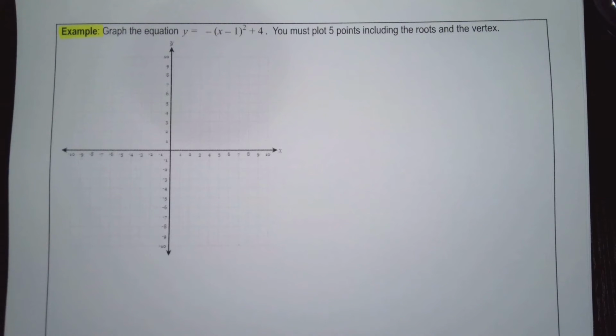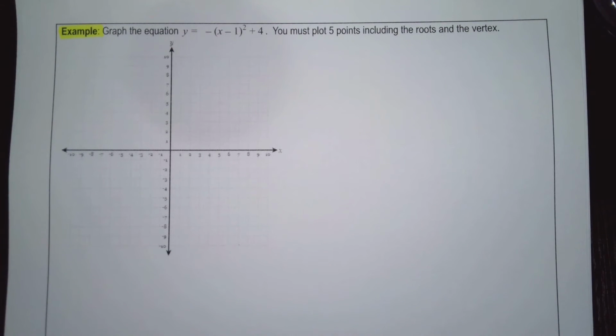So I have quite a few examples of graphing here. Each are going to be slightly different from the next. So it's important that you go through all three of these examples. Two of them are going to be in this video, and then there's going to be one more video with the last example. All right, so graph the equation y equals negative (x minus 1) squared plus 4.